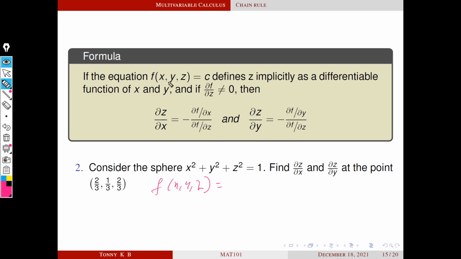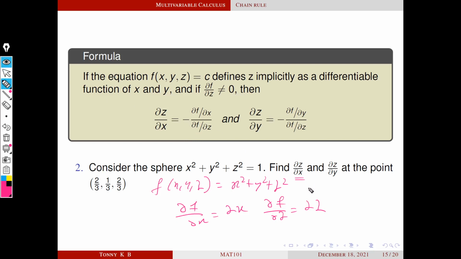Here the relation is f of x, y, z equal to c. So what is our f of x, y, z in this problem? It is x square plus y square plus z square. To find dou z by dou x, we have to find dou f by dou x and dou f by dou z. Dou f by dou x is 2x, and dou f by dou z is 2z. So just substitute these two values in this formula.